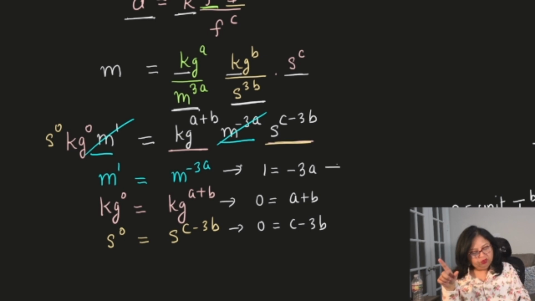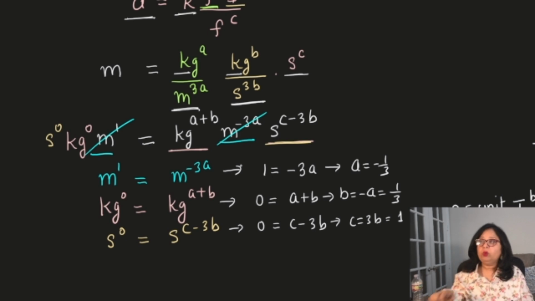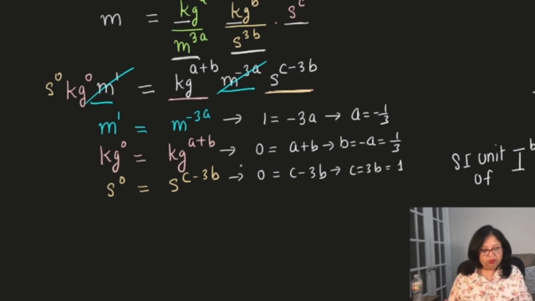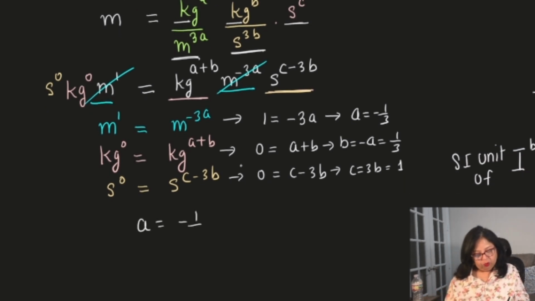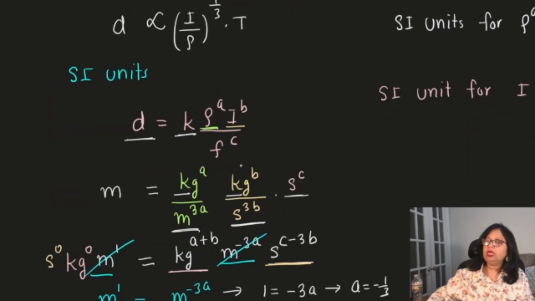So this first equation gives me a equals minus 1/3. The second one will give you b equals minus a, therefore b is equal to 1/3. And the last one gives you c equals 3b. From there, c equals 1. So these are the same values of the exponents as we had before: a equals minus 1/3, b equals 1/3, and c is equal to 1. So here's your solution in terms of the SI units.